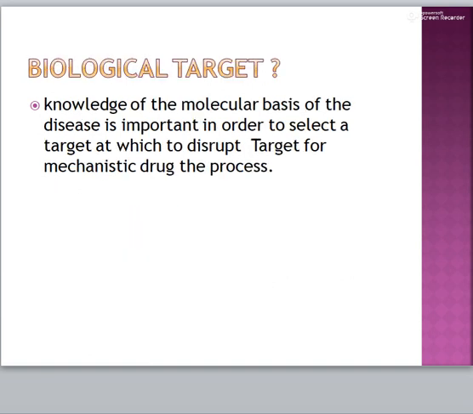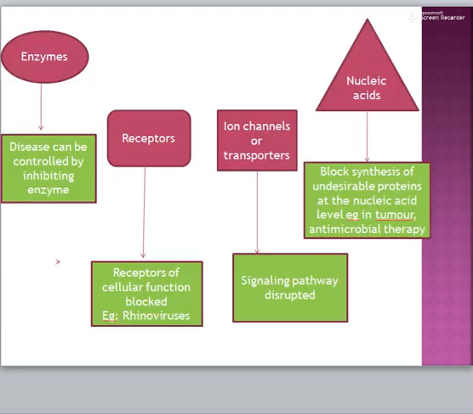Now, what is the biological target? Biological target plays an important role to destruct the disease which has been caused by this pathological agent. Now, you might ask, what is this? It seems to be very much complicated when I define it like it is something which will disrupt the target for mechanistic drug and the process and all that. Let me just show you a better, easier slide so it's easy for you.